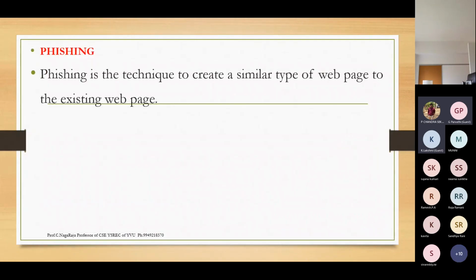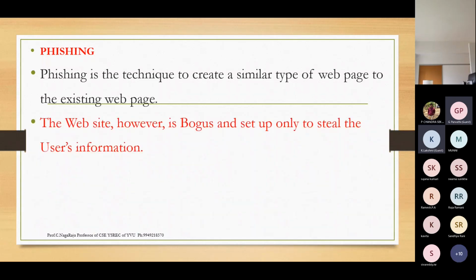First, what do you mean by phishing? Phishing is the technique to create a similar type of web page to an existing web page. That means a duplicate page is created. The website is bogus and set up only to steal the user's information. Only the user's information, right? This is called a phishing page. For example, recently one university website was created using a phishing page, right?